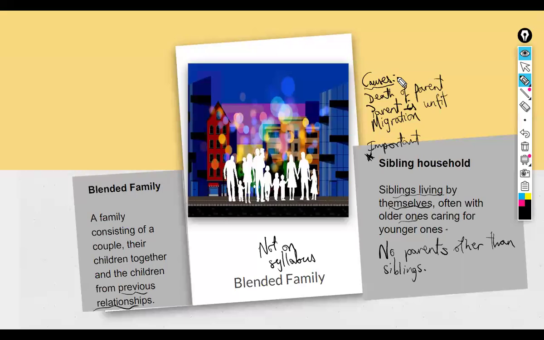So sibling household. So blended family, optional part of the note, sibling household, necessary part of the note, right? As well as the additional pieces added in there. Right. We have one more family type to talk about. Which one is that?